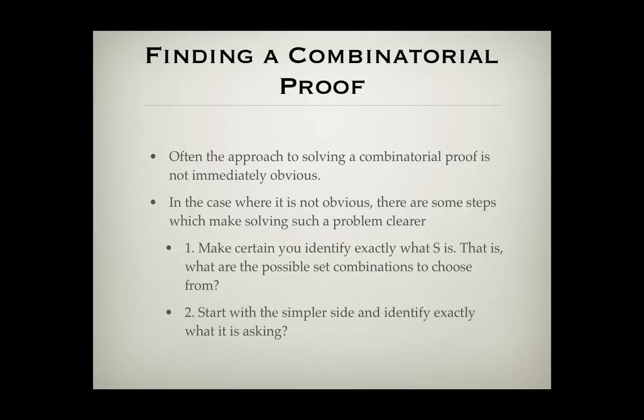The point of this example and the application to finding a combinatorial proof is that if you start with a simpler example, you can break it down into other forms. And by breaking it down into other forms, it sometimes makes clear exactly what the other side is asking and how it is related to the simpler, more clear form.